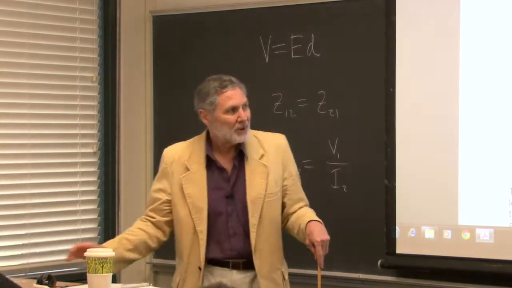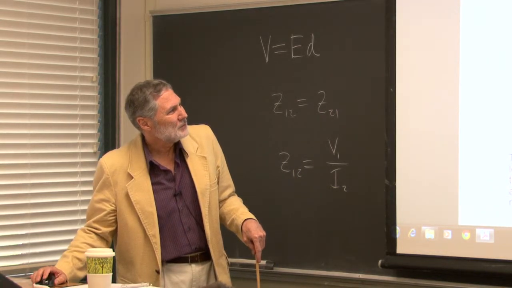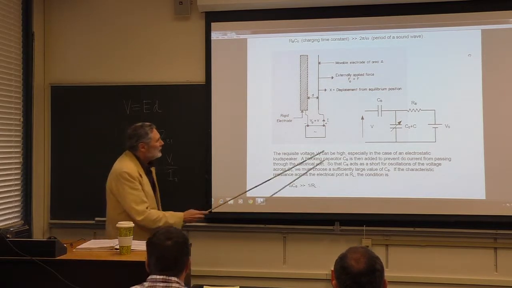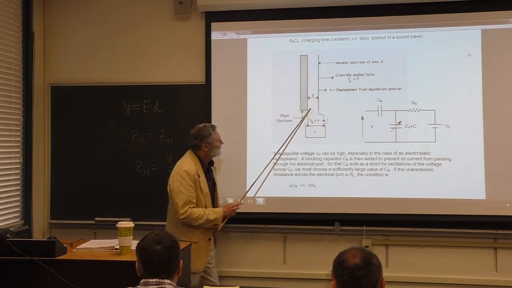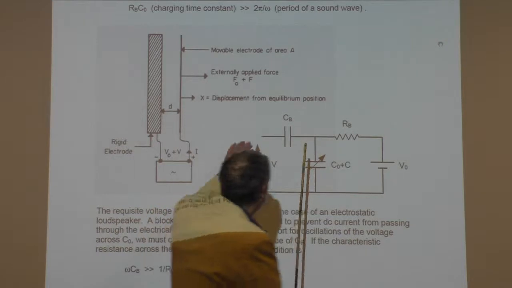Okay, now there's one other problem. This is not so obvious. In fact, to be honest with you, I never thought of this one, but I found it in some book. It's not in Brian's book. We've got, for an electrostatic loudspeaker, this V0 is huge. It's many kilovolts.